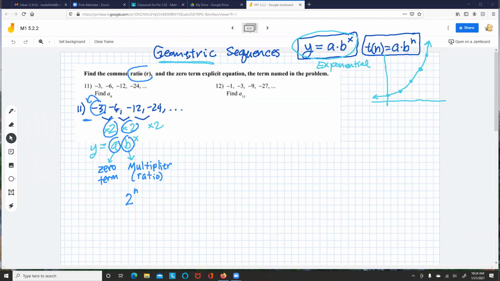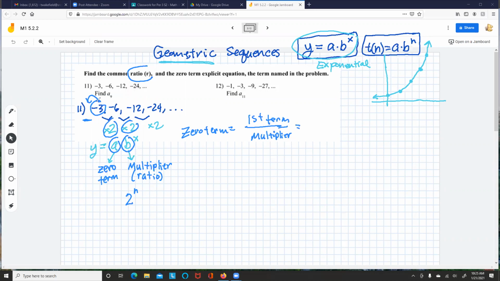And this one's going to be a fraction, and a lot of times it's going to be a fraction, but let me show you how easy it is to come up with the zero term. You do this every time, okay? To come up with the zero term, you take the first term and you put it over the multiplier. You divide by the multiplier. That is like the little equation that you do.